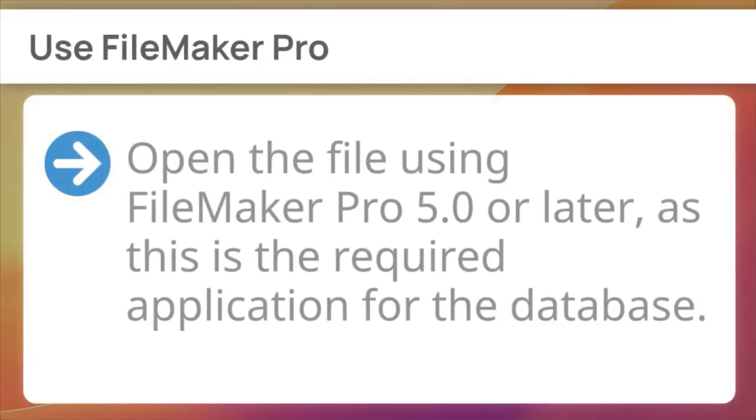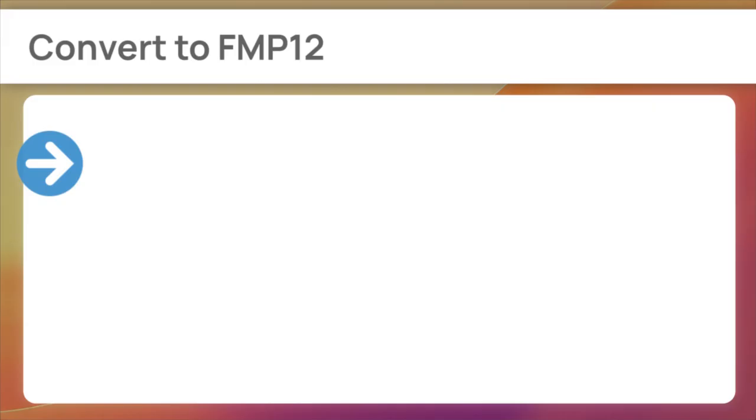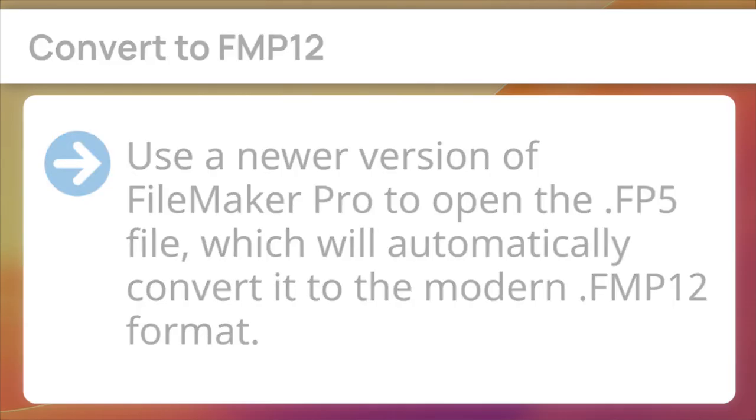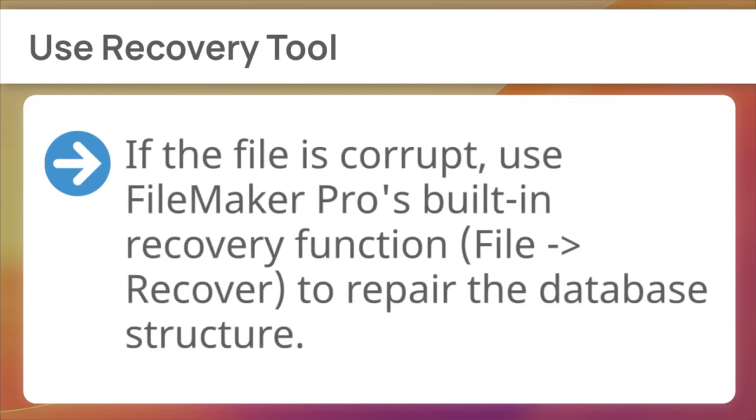First, use FileMaker Pro. Open the file using FileMaker Pro 5.0, or later, as this is the required application for the database. Next, convert to FMP12. Use a newer version of FileMaker Pro to open the FP5 file, which will automatically convert it to the modern FMP12 format. Finally, use Recovery tool.